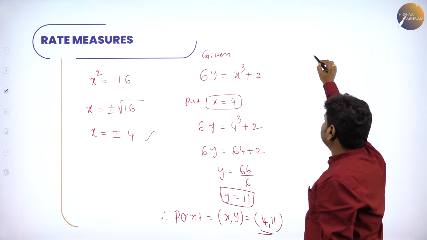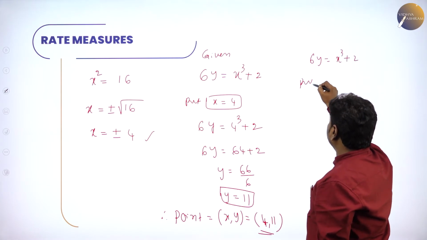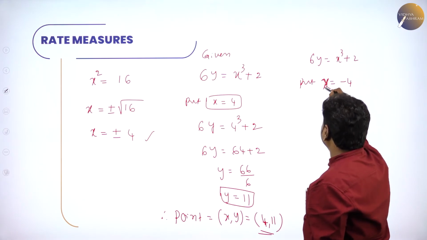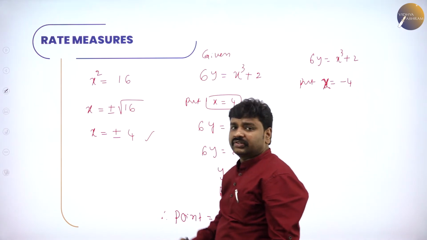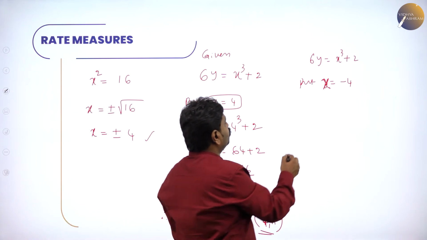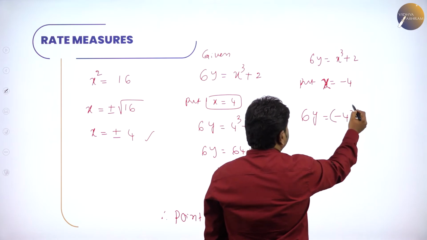The other point you can also find because we have two values of x. So you take the same 6y is equal to x cube plus 2. There are two values for x, one is plus 4, the other one is minus 4. Now if you substitute minus 4, you will get 6y is equal to minus 4 the whole cube plus 2.